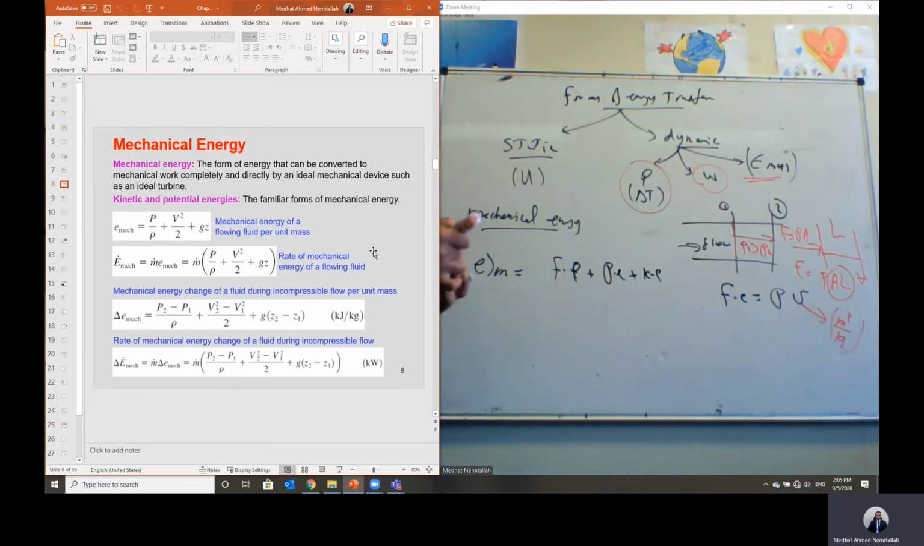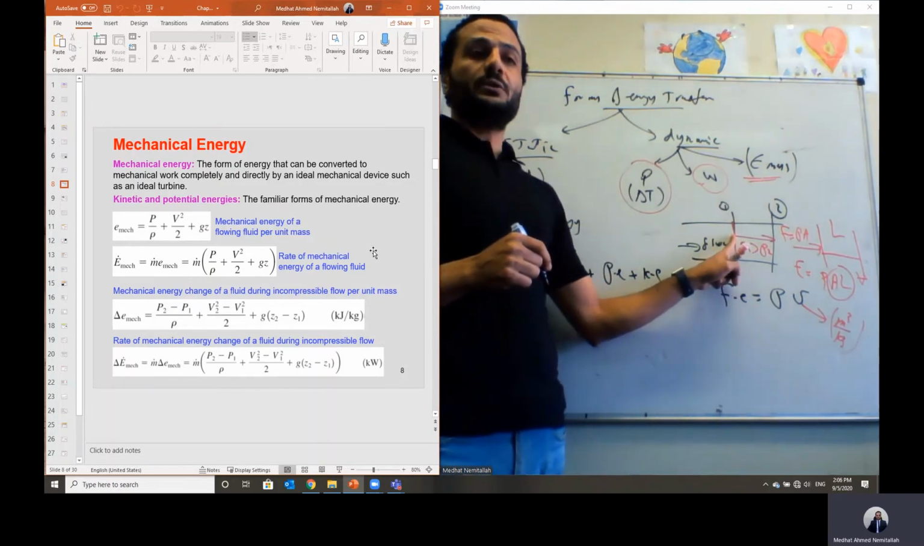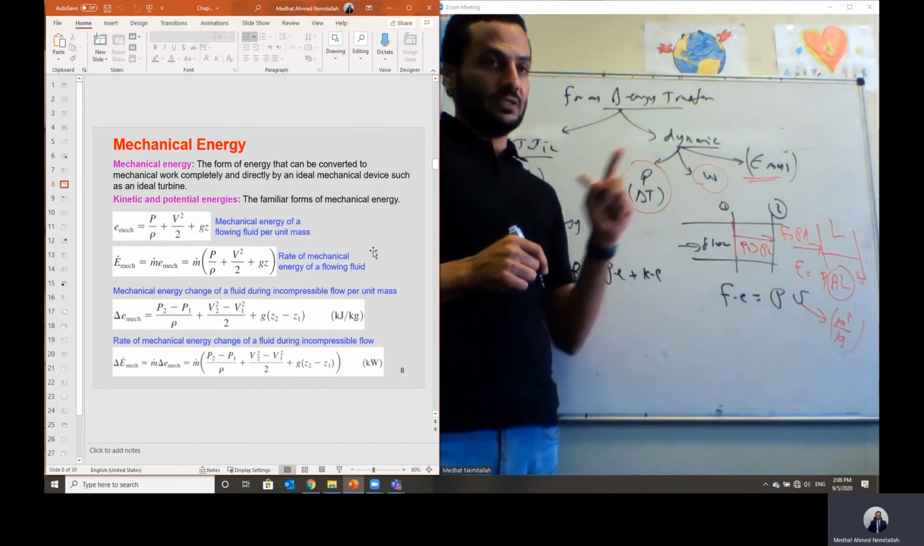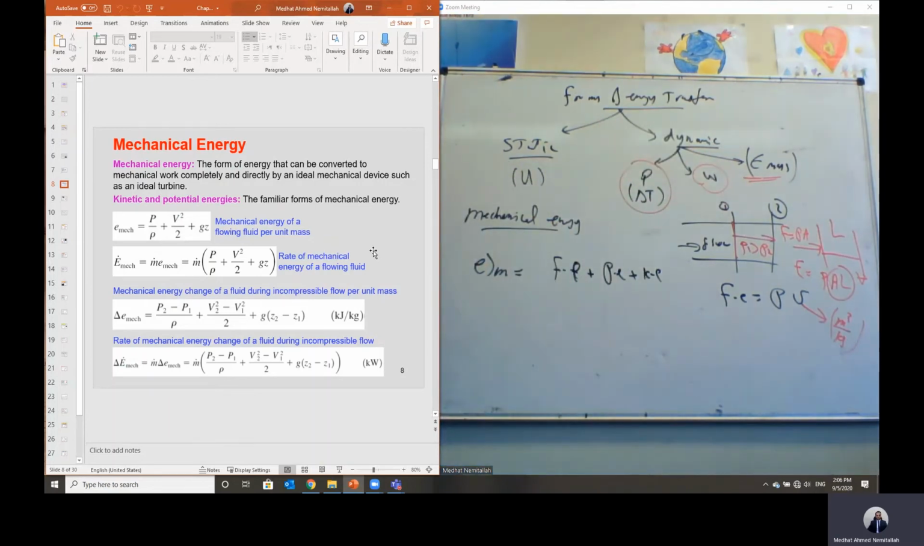Okay. In this case, we can define the mechanical energy of the fluid. The fluid can have flow energy due to pressure, it can have kinetic energy if it has velocity, and it also has elevation, so it has potential energy.